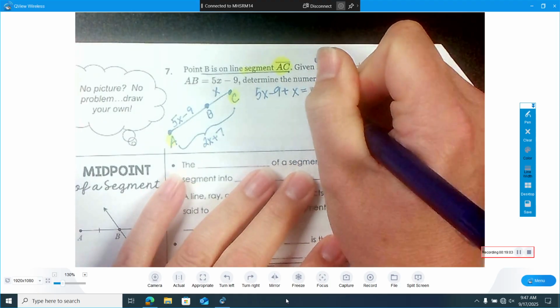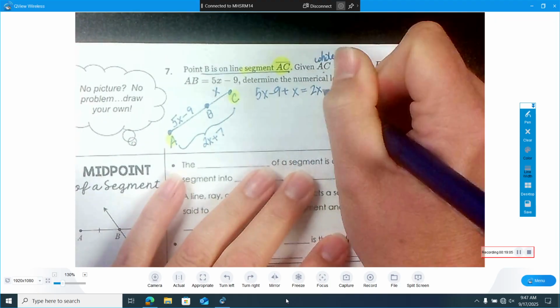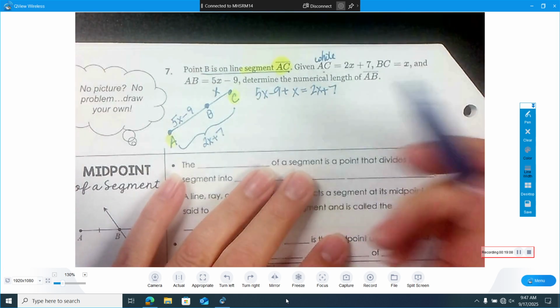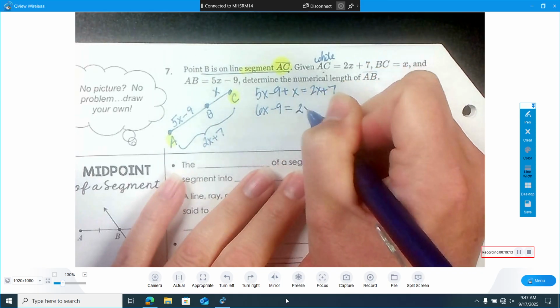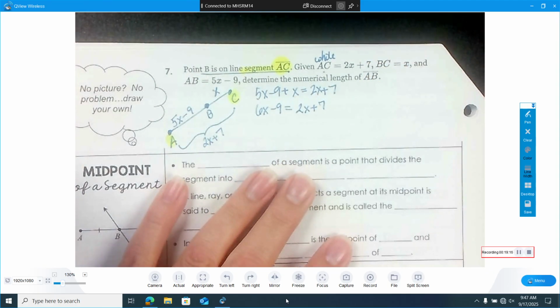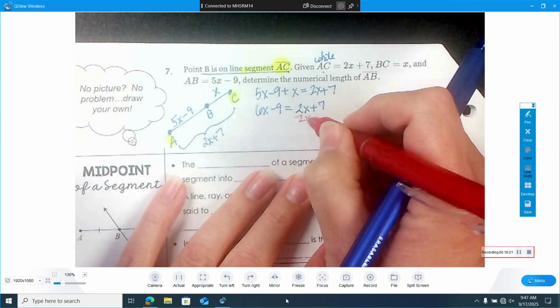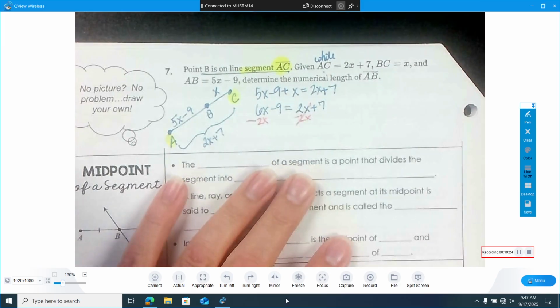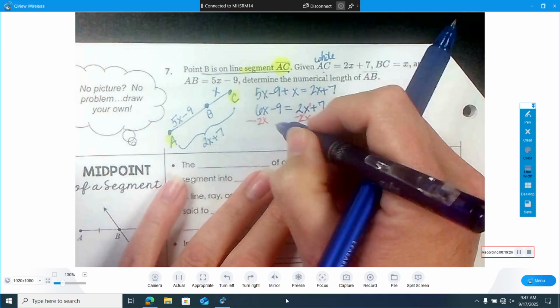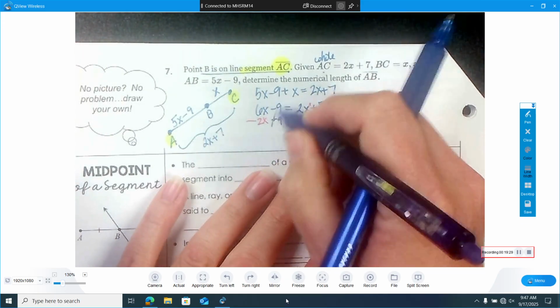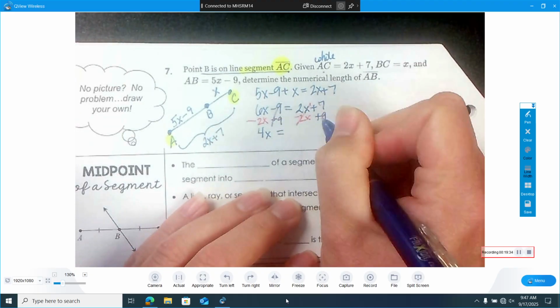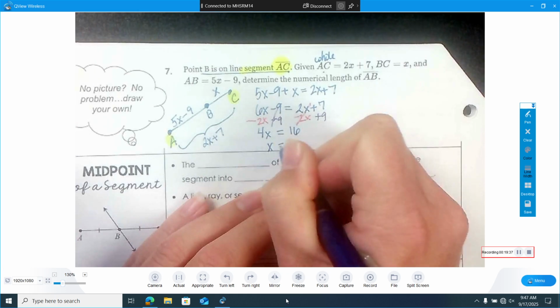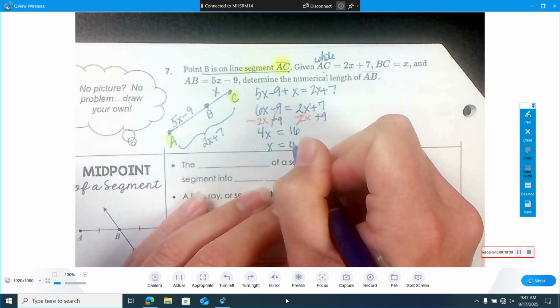Good. 5x minus 9 plus x equals 2x plus 7. Let's see. 5x plus another x is 6x minus 9 equals 2x plus 7. And then what am I going to do? Minus 2x, minus 2x. And I'm also going to add 9 to the right and cross it out. So that's going to give me 4x is equal to 16, which means divide by 4, x equals 4.